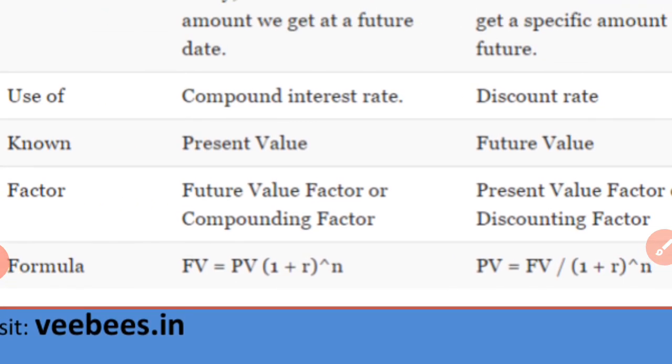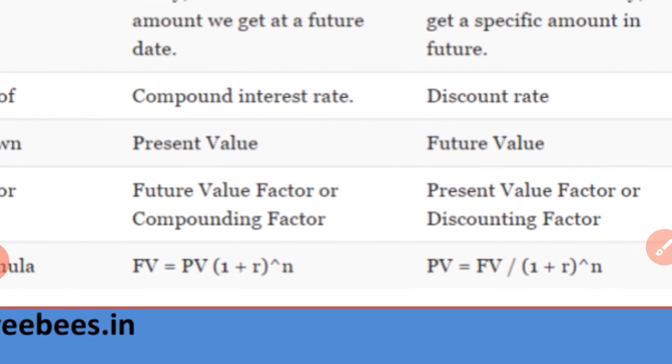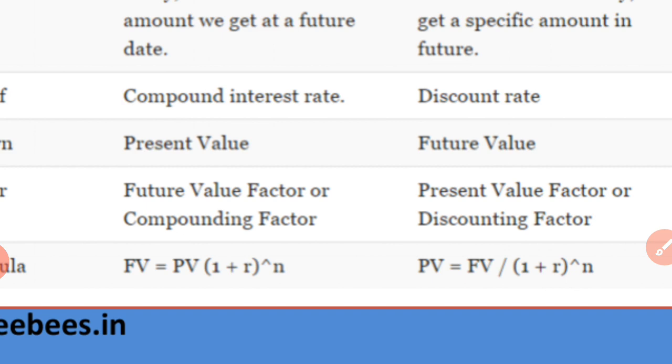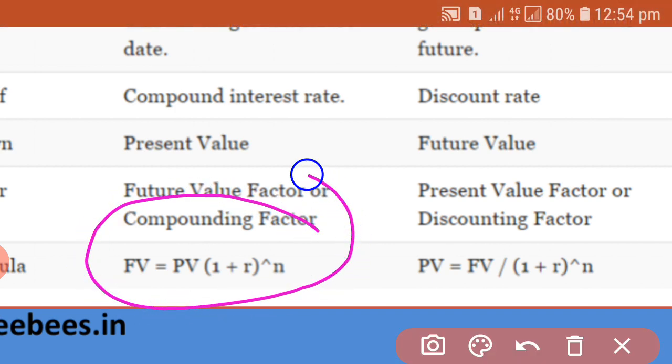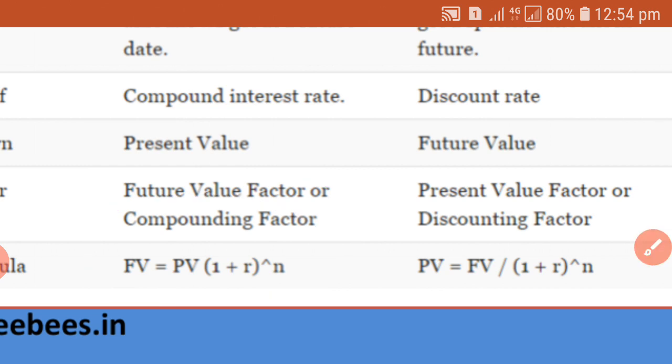The last but important difference is the calculation of compounding value and discounting value. The compounding value or future value is calculated using this equation: FV is equal to PV into 1 plus R all raised to N. Future value is equal to present value into 1 plus R. R is the interest rate, rate of return. N means number of years, for how many years we are investing the amount.